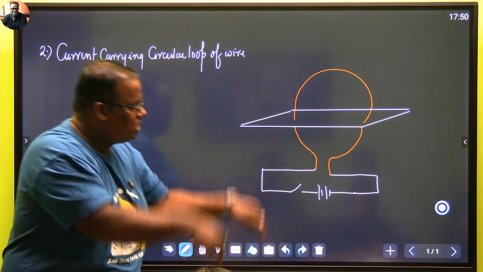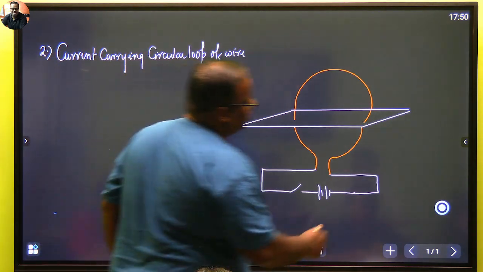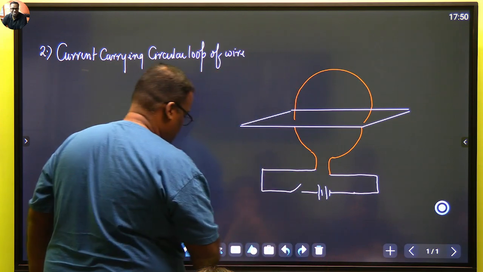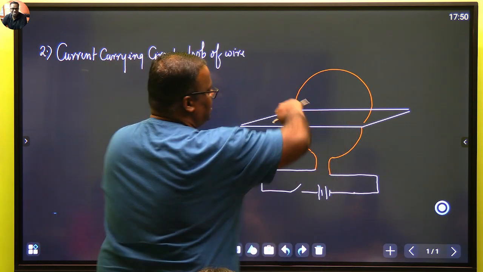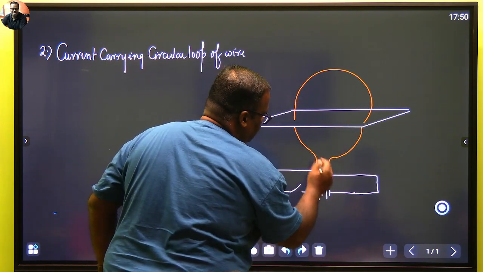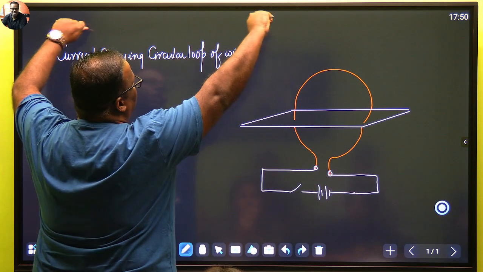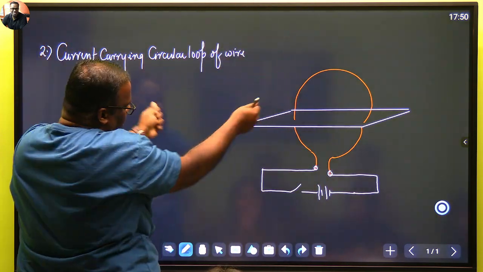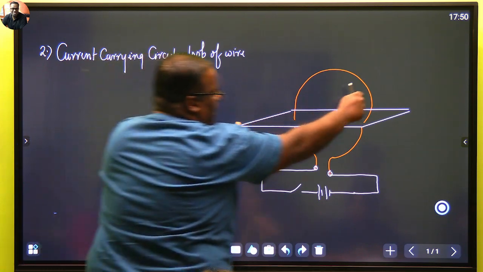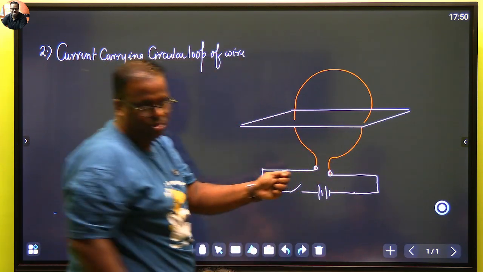However it was inserted, maybe see, it's like this. These are the two terminals of the loop. It was a straight wire. I bent it and I made it like a loop. This side I pushed in from here, and this side I pushed in from here.